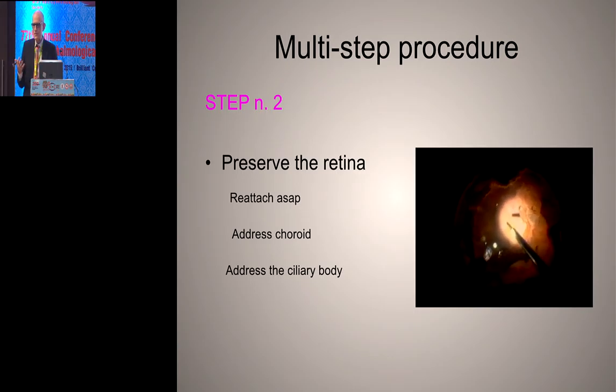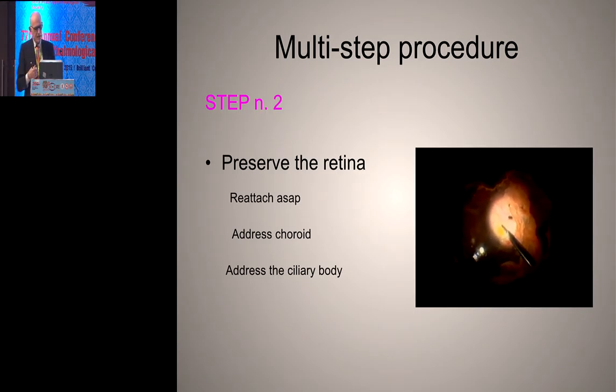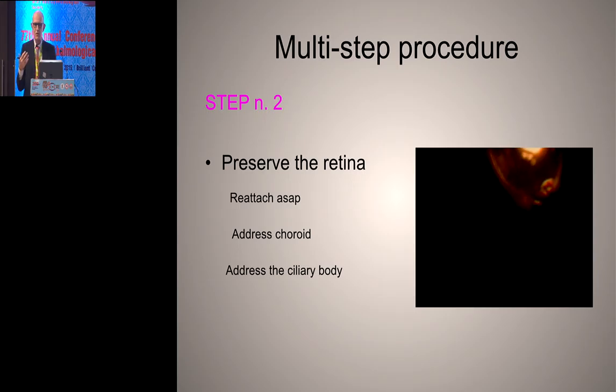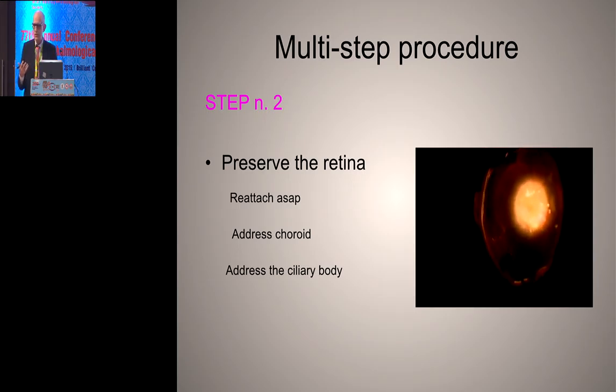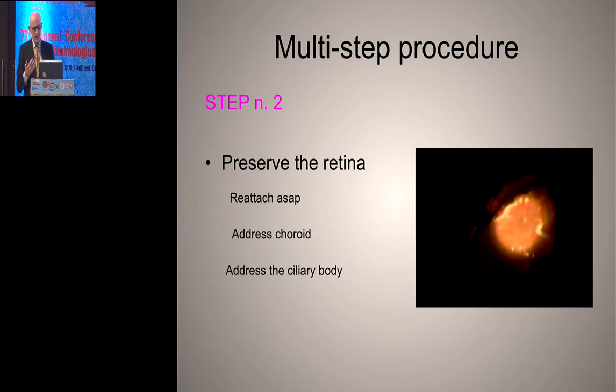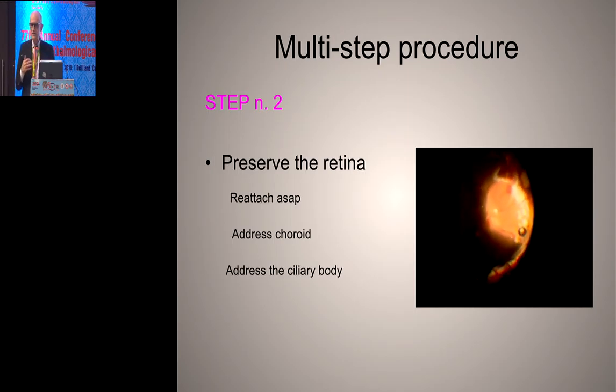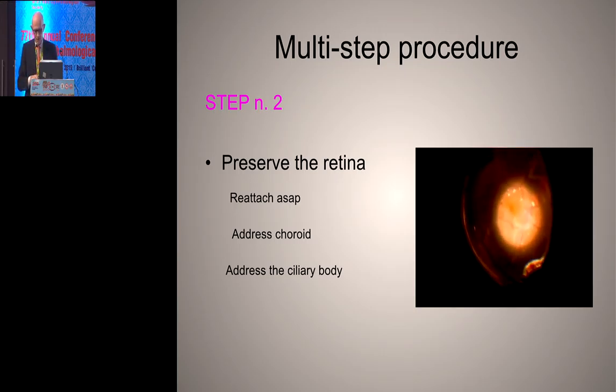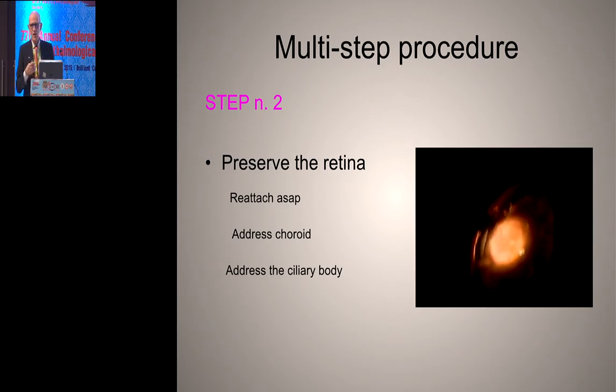The second step is obviously to preserve the retina. We try to reattach the retina as quickly as possible. We have to address the choroid because many times we also have a suprachoroidal hemorrhage, so we have to put that flat. And we must not forget to address the ciliary body as well, because hypotony is always one of the dangers we have in these eyes when ciliary body fibrosis occurs.